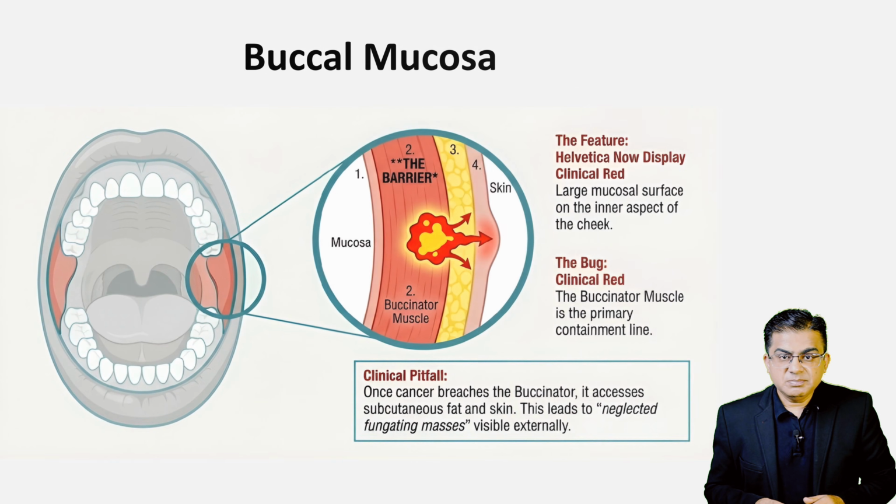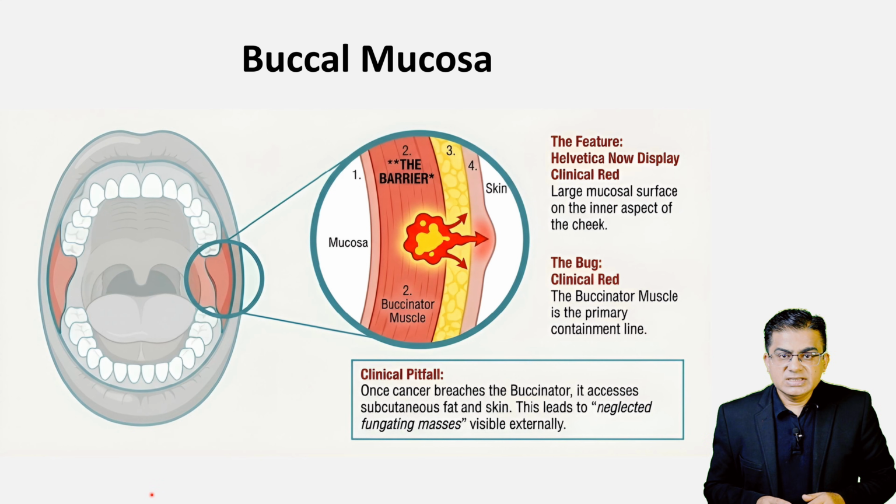Next subsite is the buccal mucosa. This is a large surface area. Your barrier for a tumor located here is the buccinator muscle. Once a cancer breaches that muscle, game over.